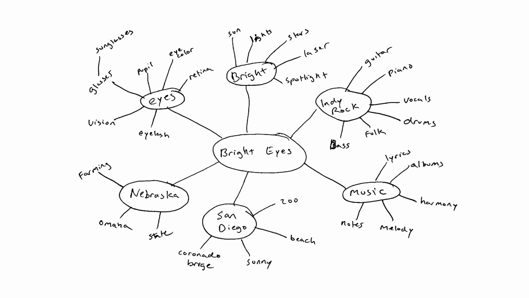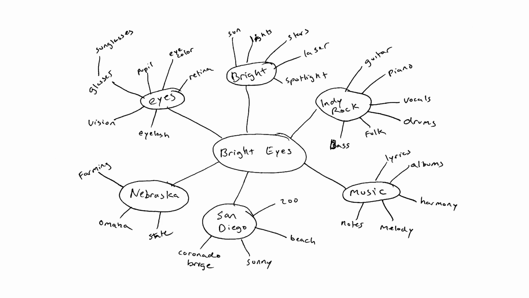I'm doing a poster for the band Bright Eyes, so I've put Bright Eyes in the middle, and then I've drawn some nodes off from Bright Eyes that are the words most closely related to the band. So the words eyes and bright, indie rock, which is their category, the word music, San Diego, which is the location where they're playing the concert, and Nebraska, which is the state that they're from.